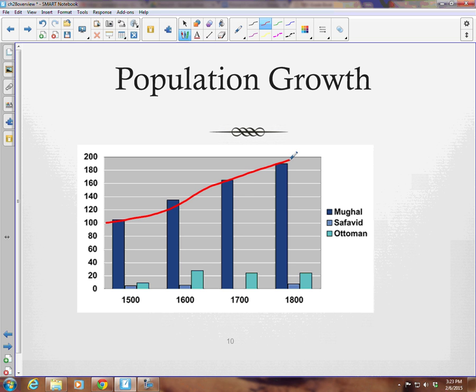Now, while part of that is because of, like I said, new food crops, much of it too is because of conquest. The population of the Safavid Empire goes from 5 million to 8 million. They are the smallest here. And then the Ottoman Empire, again, as it is expanding, rises from 9 million to 28 million.